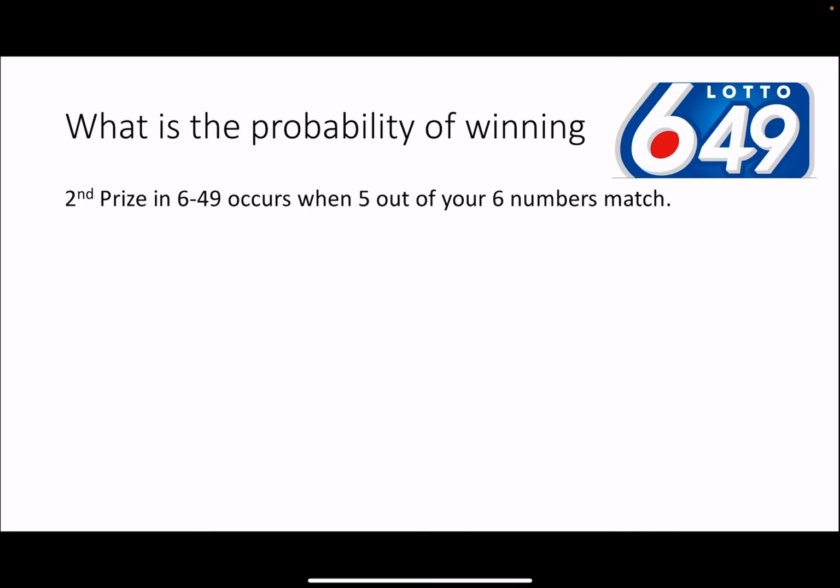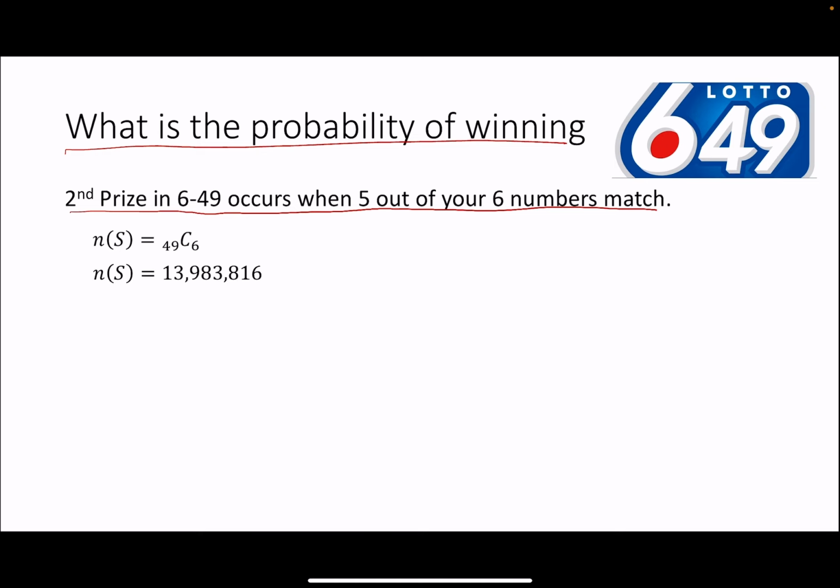Okay, what is the probability of winning second place? A second prize win occurs when you get 5 out of 6 numbers matched. How many ways are there to win, and what is the probability? Once again, the total number of ways is 49 choose 6, just under 14 million, 13,983,000 and so on.